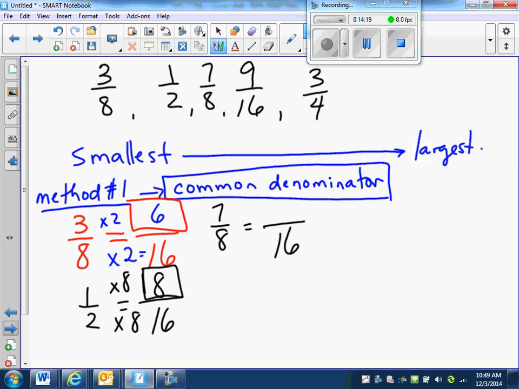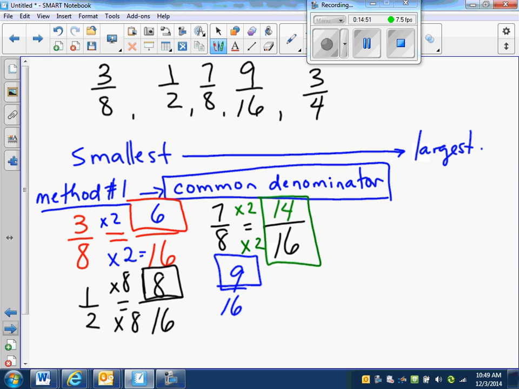Over 16, Morgan, what's 7/8 an equivalent fraction to that over 16? 14 then, right? I knew that one. Good. So 7/8, 9/16 is already over 16. So we've got our 9/16. I'm just putting a little highlight around each of these top parts here.